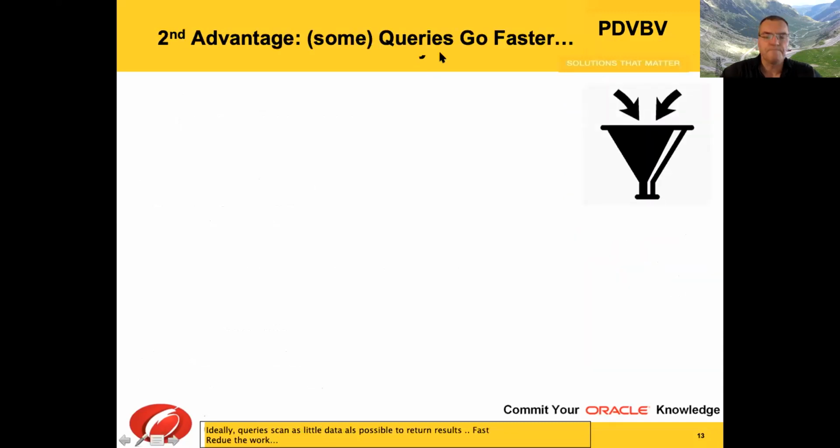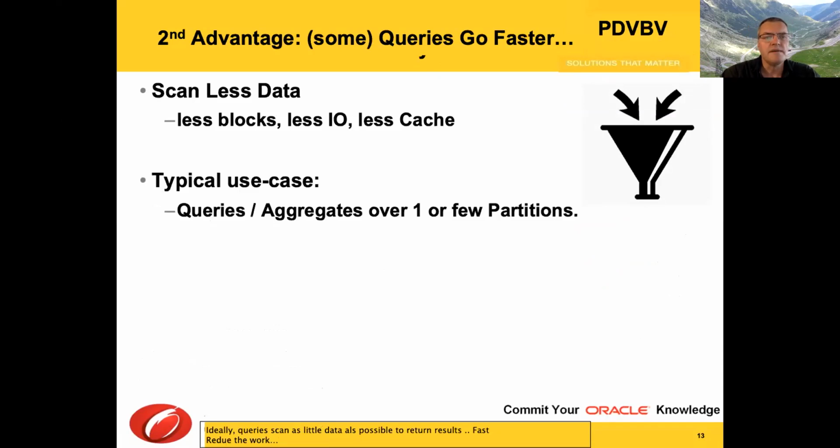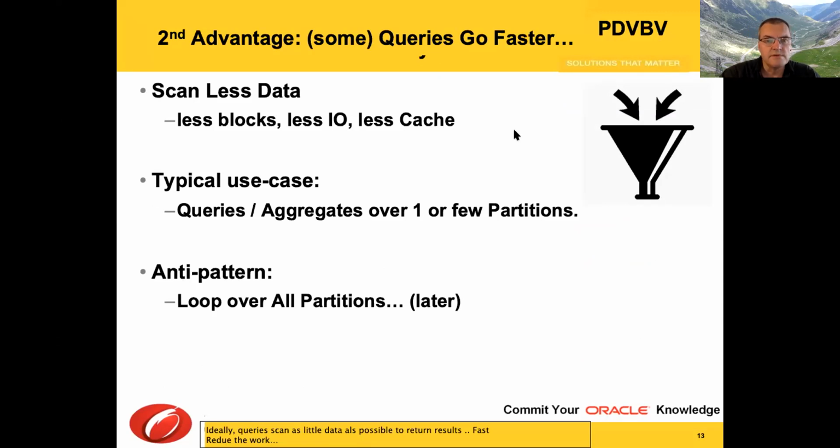The second advantage of partitioning, remember, we saw the redo part. Now, how can I make my queries go faster? Well, the key is to scan less data, to process less data, less blocks, less I/O on a query. Typical use case will be aggregates over a small or a few number of partitions. The anti-pattern, and what you should try to avoid, is having to loop over all partitions. The CERN database at one point had 1 million partitions. If you have to loop over 1 million partitions, loop 1 million steps, that becomes a problem anyway.